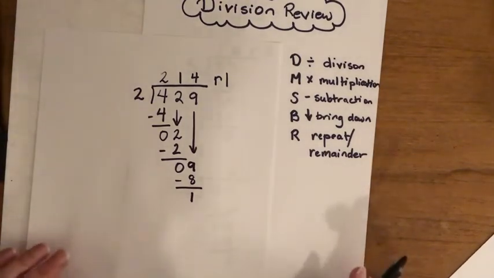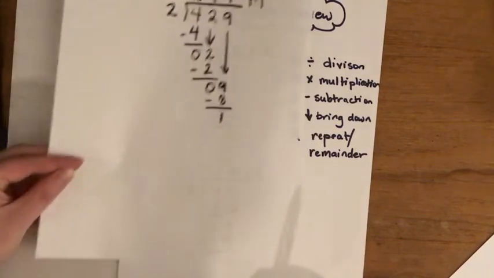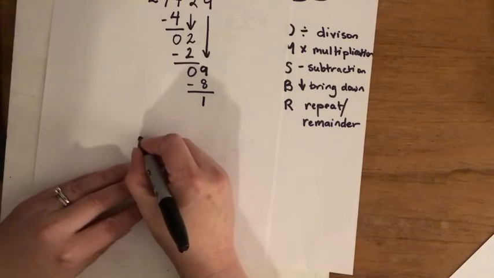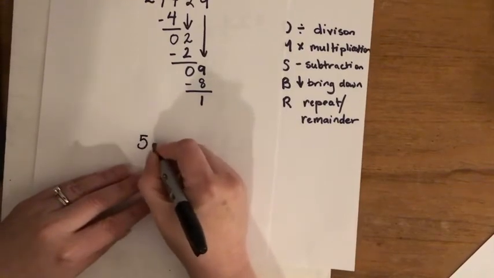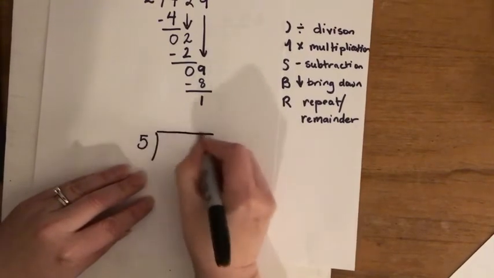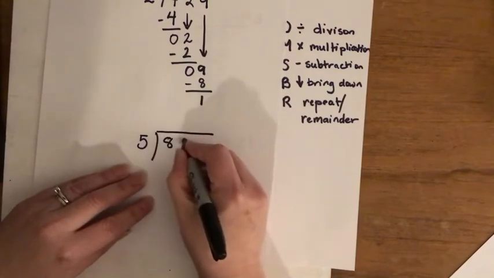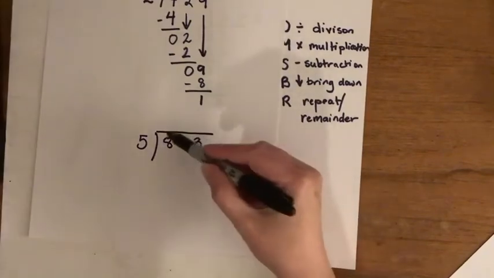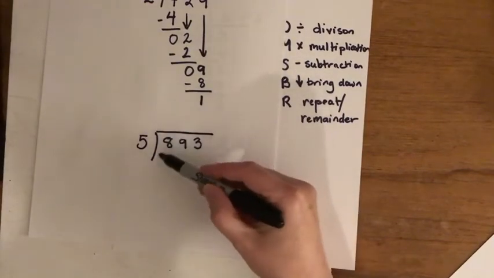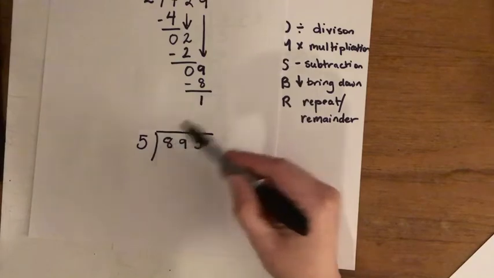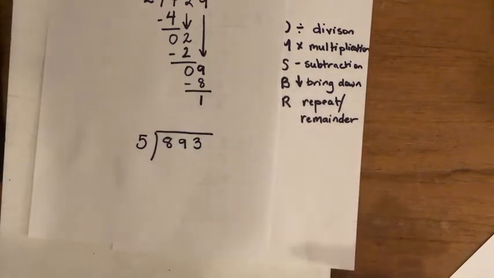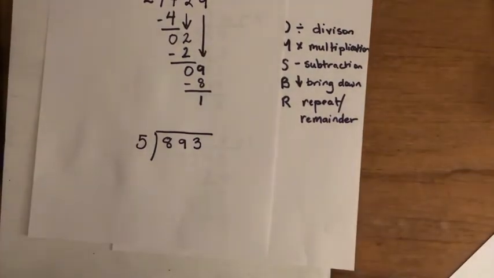Let's try that again with a different set of numbers. So this will be for you. Let's see if you can do it. Let's go 5 into 893. See if you can do it. Remember, do one place value at a time. First, do the steps with the hundreds, then only bring down the tens, and then finally the ones. Good luck.